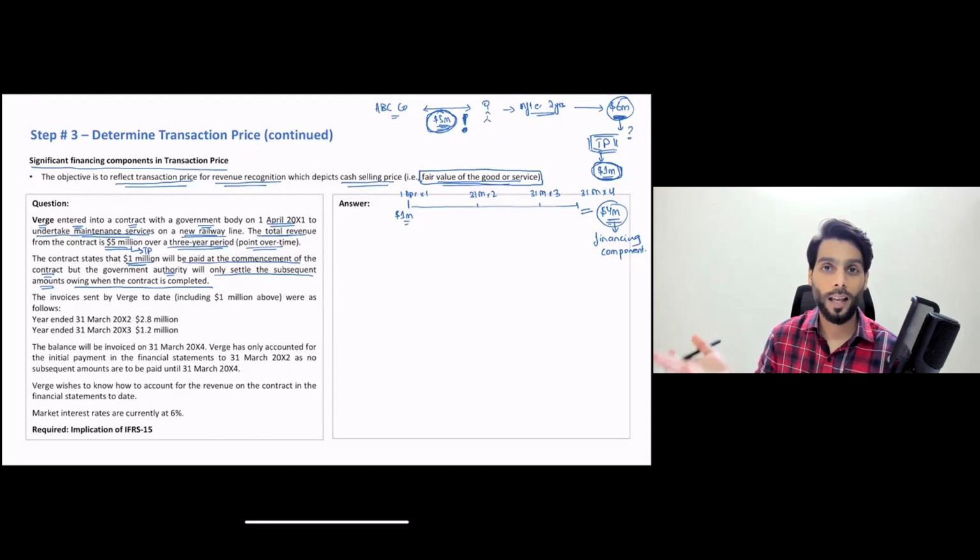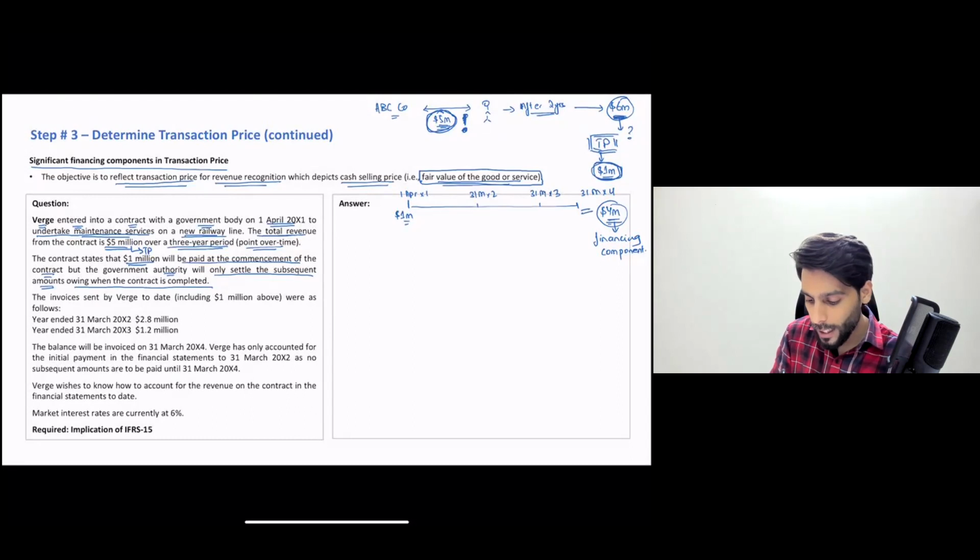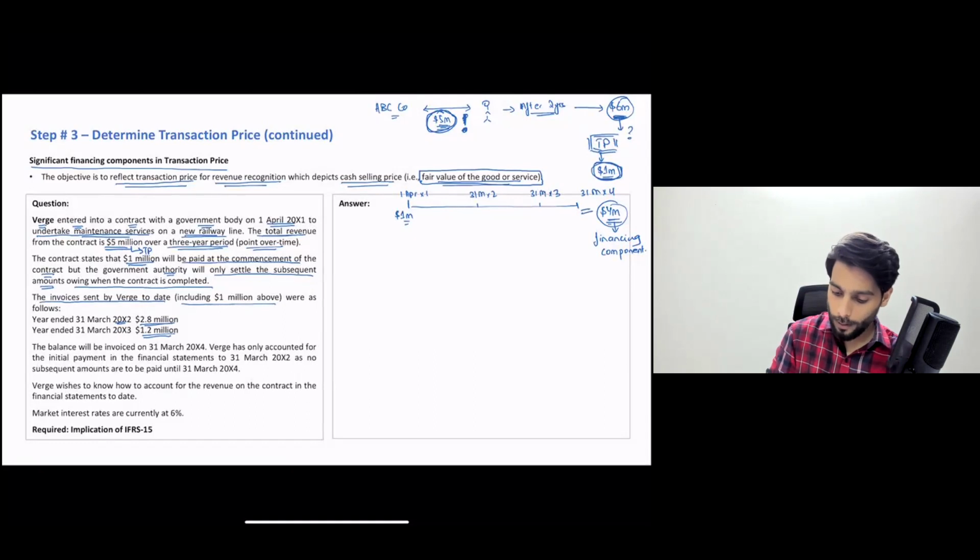Make sense? Now your examiner says the invoices sent by Verge to date, including the 1 million above, were as follows. In the first year X2, you have $2.8 million worth of invoice. This includes 1 million as well, and $1.2 million worth of invoice in year 2. So for example, to date, you have completed 2.8 million scope of the contract, and here another 1.2 million of the contract. The balance will be invoiced on 31st March X4.